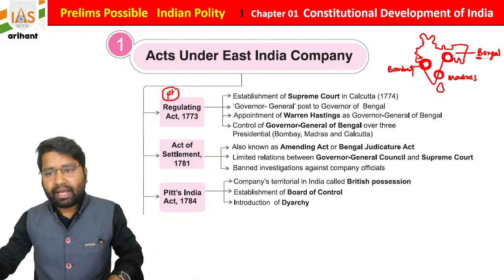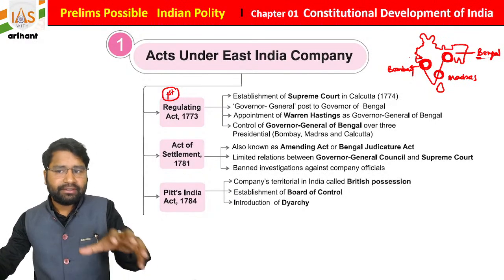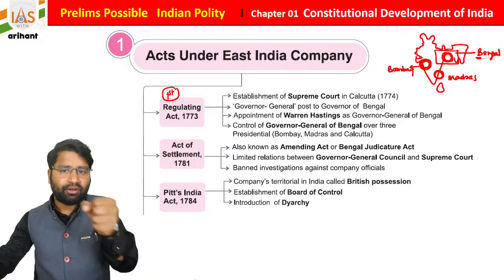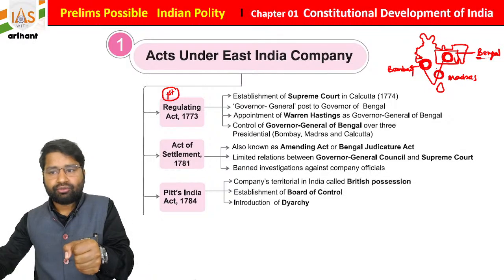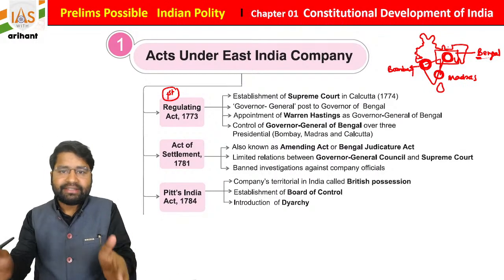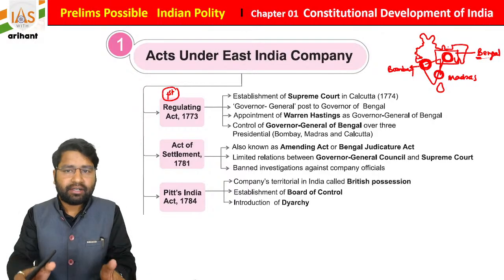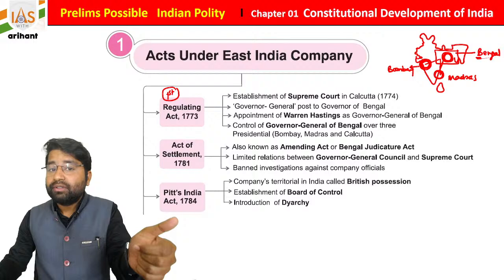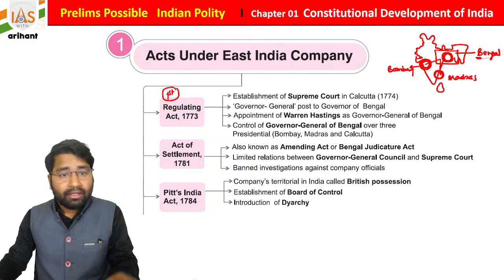Okay, but as you find, students, once they gained control over Bengal, one thing changed. Once they got supremacy in Bengal, automatically these two territories, Bombay and Madras, functioned as subordinate to the Bengal governor.